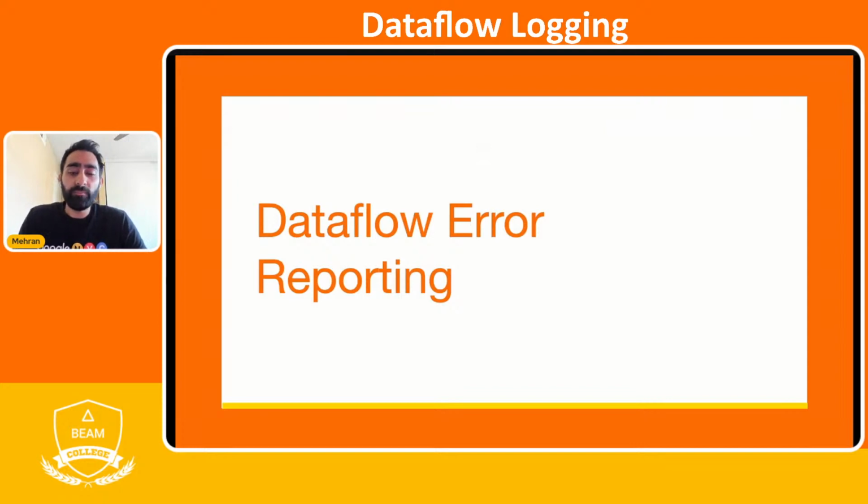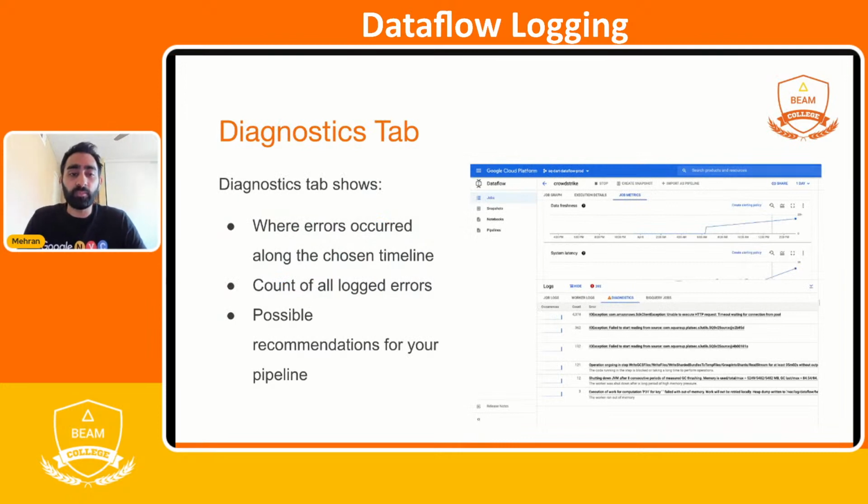Okay, so now we'll move on to Dataflow error reporting. If you remember, when we log on to the Dataflow job details page, you'll see 3 different tabs: the job logs, worker logs, and the diagnostics tab. The diagnostics tab is helpful to show where errors occurred along the chosen timeline. It'll show a count of all the errors that were logged. And in some scenarios, you'll see possible recommendations for your pipelines.